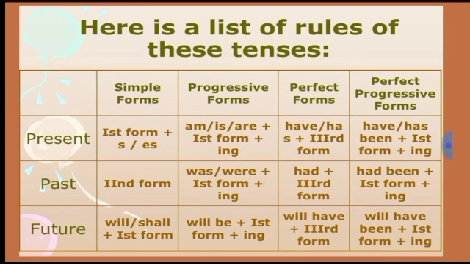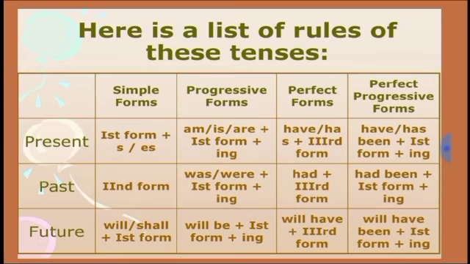Okay. So now when we are considering the simple form, in the case of simple present tense, see, always a sentence, children, is in the form of subject plus verb plus object. So in the simple present tense, it means the basic form of the verb plus s or es. If the subject is in the singular form, then s is added. But if the subject is in the plural form, we add es to the verb.